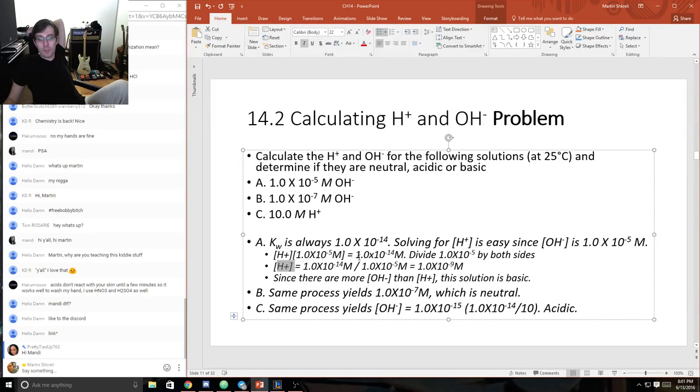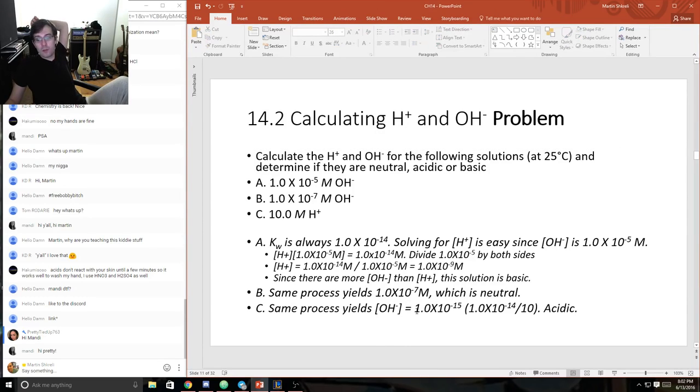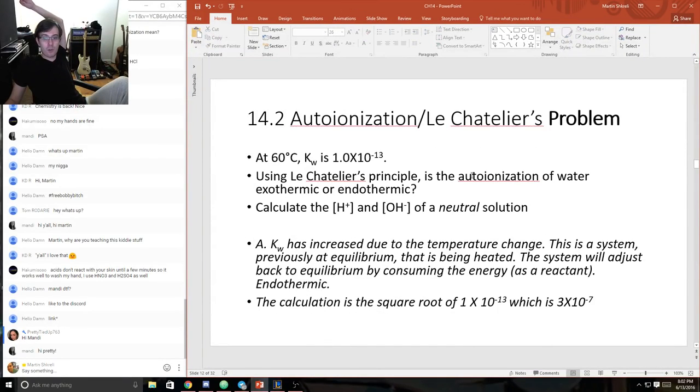If we divide both sides, we're going to have 1.0 times 10 to the negative 14th molar divided by 10 molar. And 10 molar could also be expressed as what? 1 times 10 to the 1, right? So 1.0 times 10 to the negative 14th divided by 10 is 1.0 times 10 to the negative 15th. So there are very, very few hydroxide ions and very, very many protons, and therefore it's acidic. You think about that solution in your head, and I think you'll understand it.